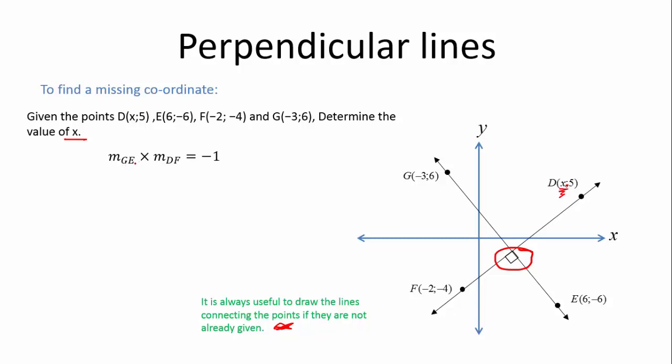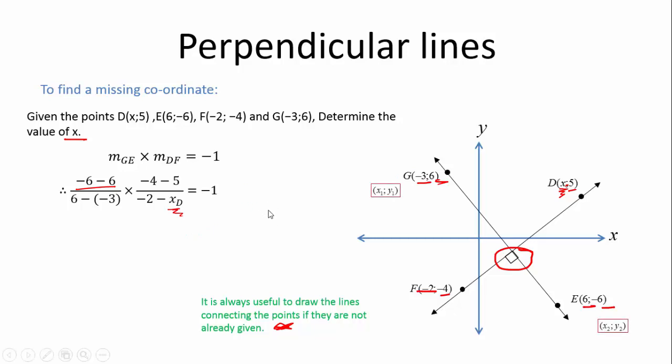So we have the gradient GE times the gradient DF is equal to -1. We know that. Okay, so let's plug this all in. The gradient of GE is equal to -6 minus 6, that's over here, over 6 minus 3. Then we know that this gradient is negative 4 minus 5, over negative 2 minus x, and I've subscripted it d because it's on the D point. Those are x1s, x2s. So we have negative 12 over 9 multiplied by negative 9 over negative 2 minus xd.